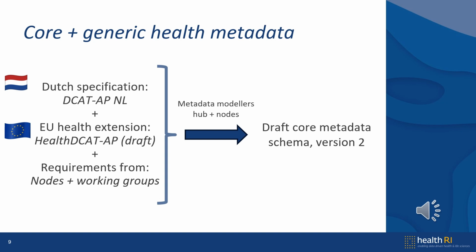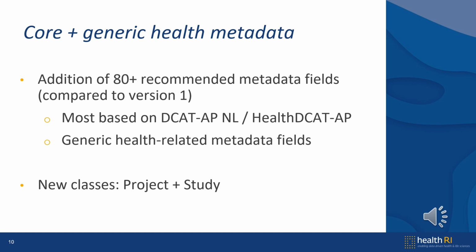In total, a bit more than 80 new metadata fields were added to the new metadata schema. Most of these were based on DCAT AP-NL and Health DCAT AP, including several generic health-related metadata fields. We also introduced two new classes, Project and Study, to reflect more complex structures in the core metadata, like we can find in cohort studies and multi-center biobanks.